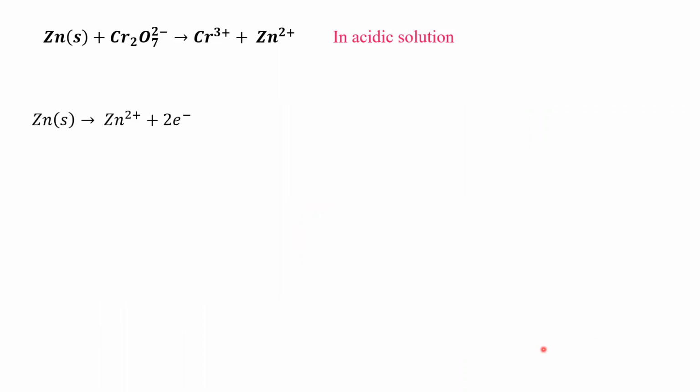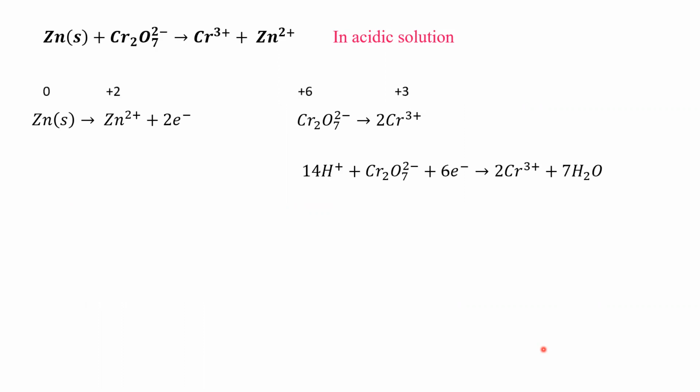All right, so let's look at this one. We've got zinc going to zinc ions. We've got dichromate going to chromium ions. Well, this one's already done for us. That's pretty easy. Okay, actually, I don't want to do that. So we've got the reduction half reaction here. See if you can follow the steps and balance that equation.